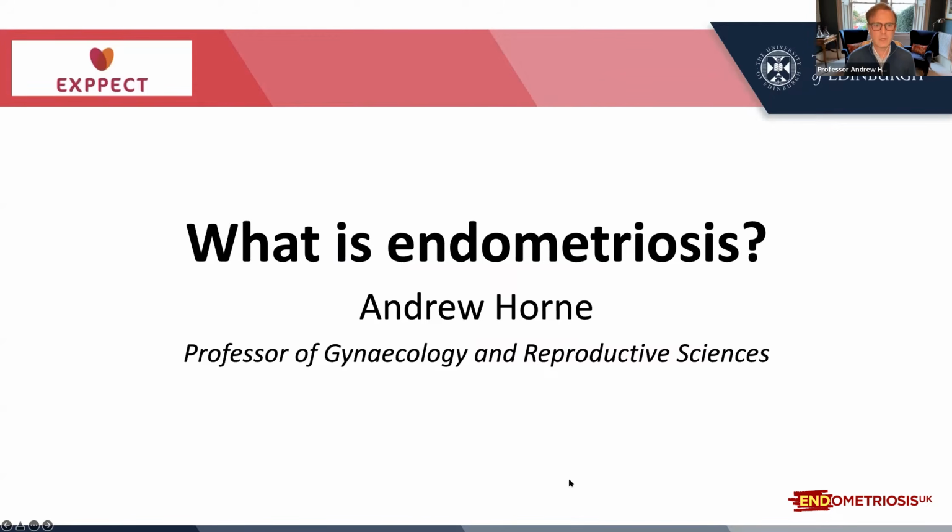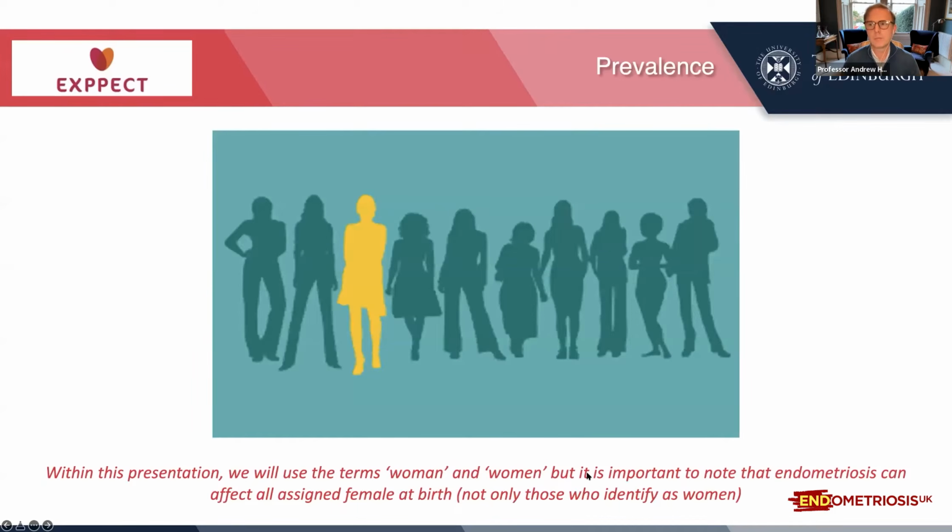So first of all, what is endometriosis? Well, it's a remarkably common condition. It's said to affect 1 in 10 women. That's the equivalent of 1.5 million within the UK, 190 million women across the globe. So it's incredibly common. If you're not a sufferer of endometriosis, you probably know someone with endometriosis, sadly.